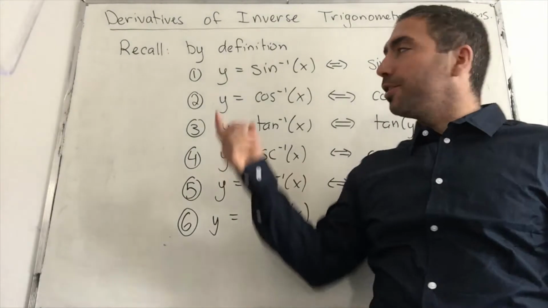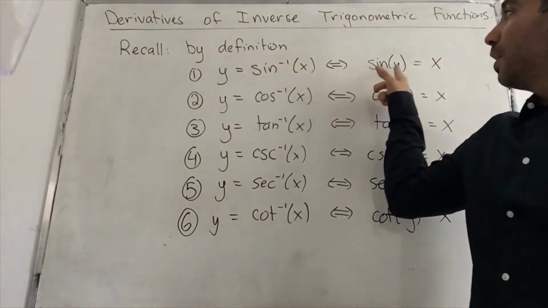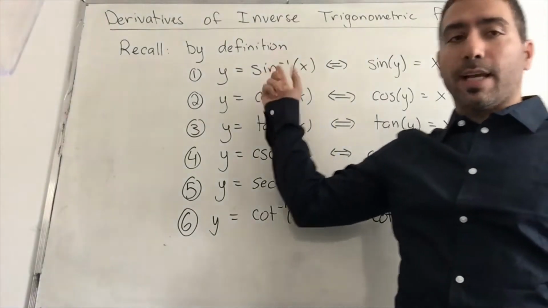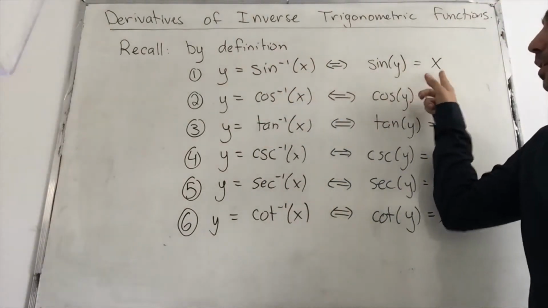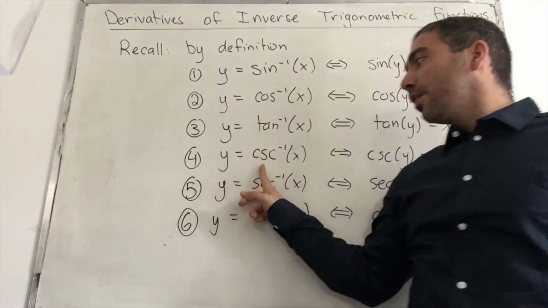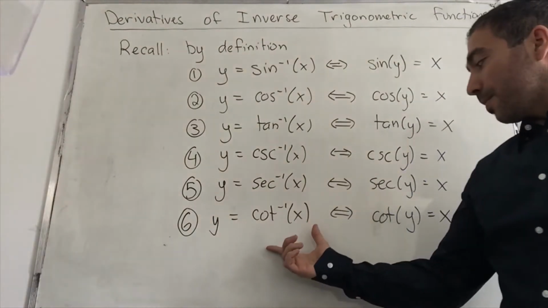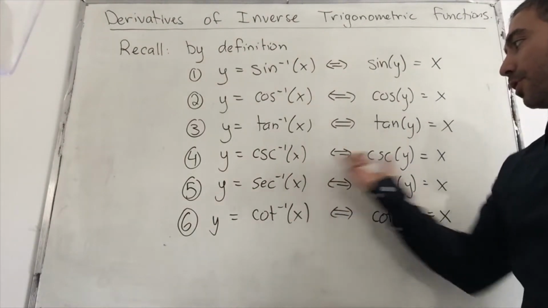What you're doing essentially is you're taking sine on both sides of the equation, leaving us with sine of y, and the sine inverse, they cancel each other, leaving us with just x. So you have to remember these definitions. This holds true for arccos, arctan, cosecant inverse, secant inverse, and also cotangent inverse. So you have to have all these definitions memorized.